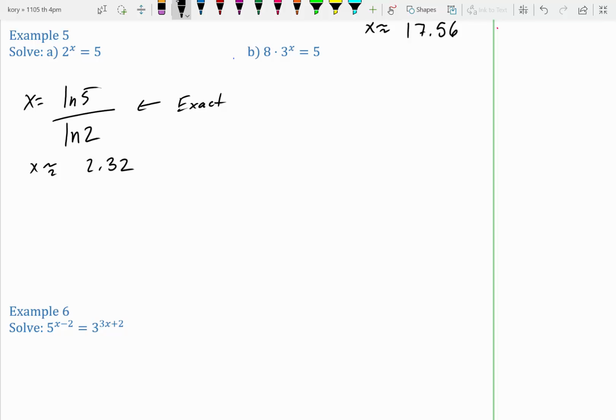So for B, what's the first thing we should do? Multiply 8 into... Not multiply, divide. Good thinking though. We need to do something with that 8. We need to either get rid of it or multiply it, and we're always going to get rid of it. So we have 3 to the power of x equals 5/8. That's always fun to say, 5/8.